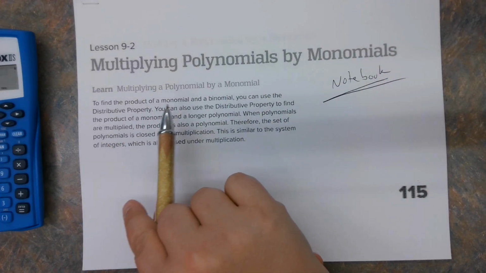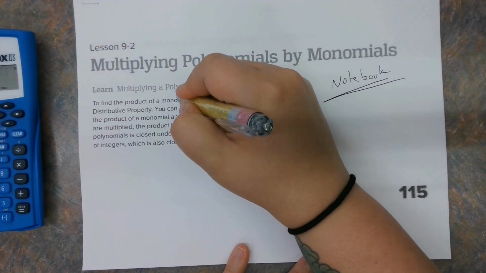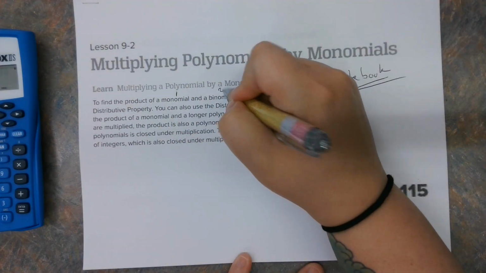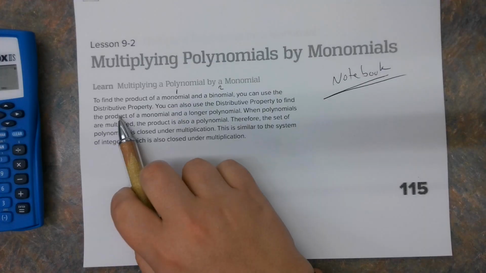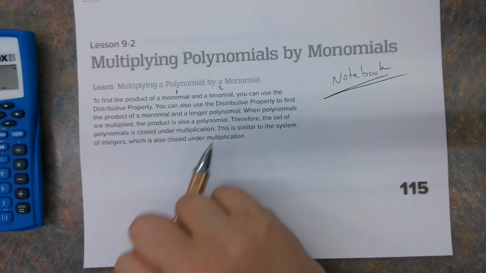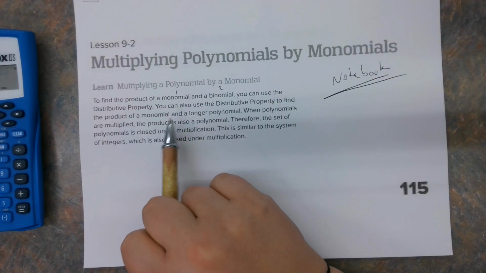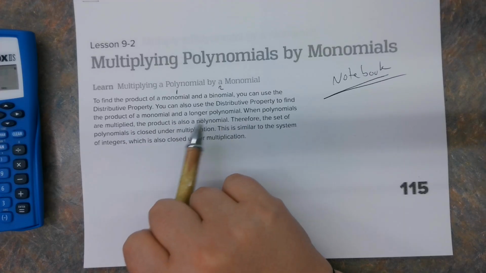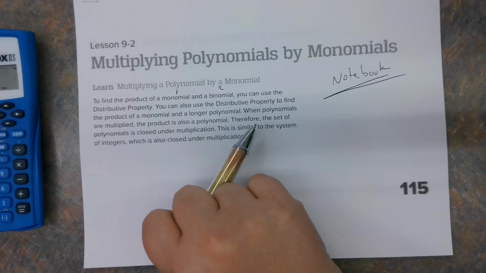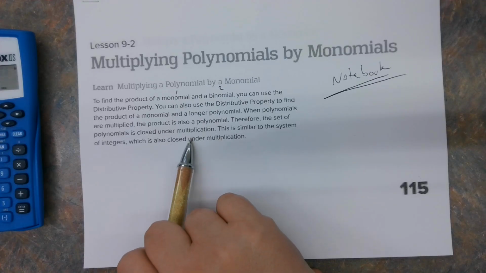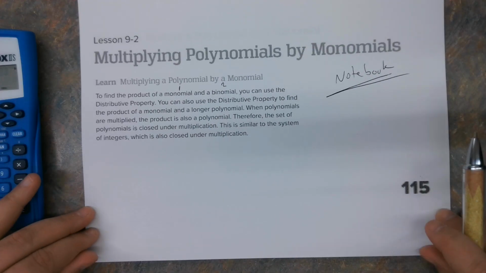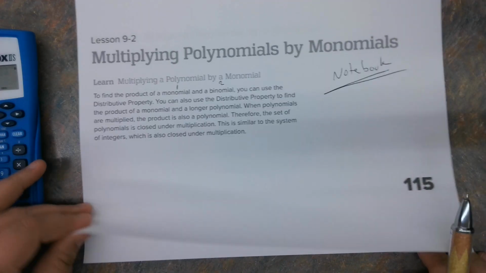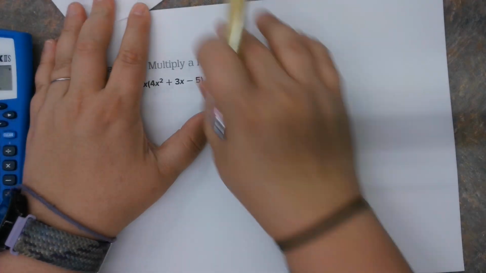So to find the product of a monomial, remember, one term, and a binomial, two terms, you can use the distributive property. You can also use the distributive property to find the product of a monomial and a larger polynomial. When polynomials are multiplied, the product is also a polynomial. Therefore, the set of polynomials is closed under multiplication. This is similar to the system of integers, which is also closed under multiplication. So let's go ahead and take a look.